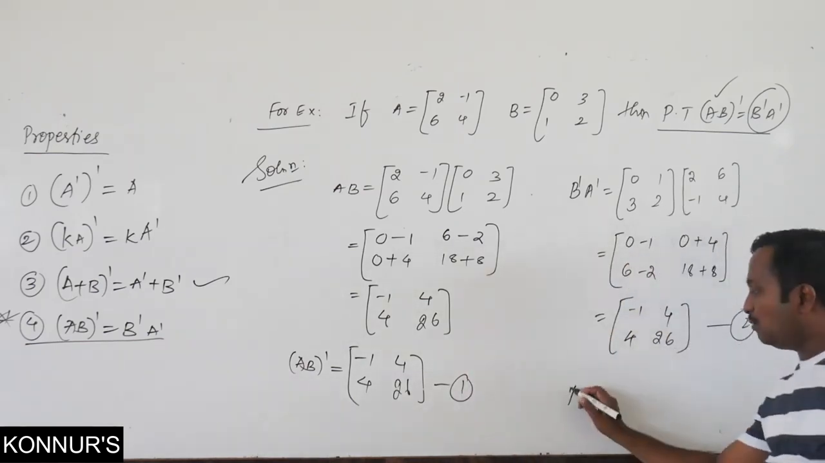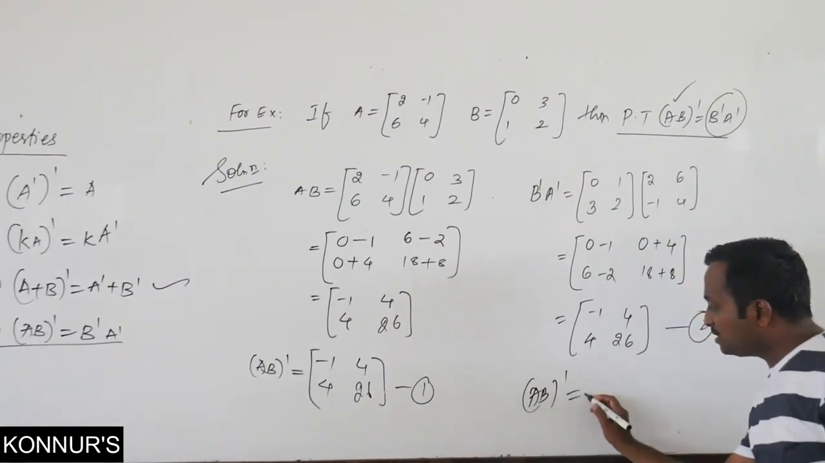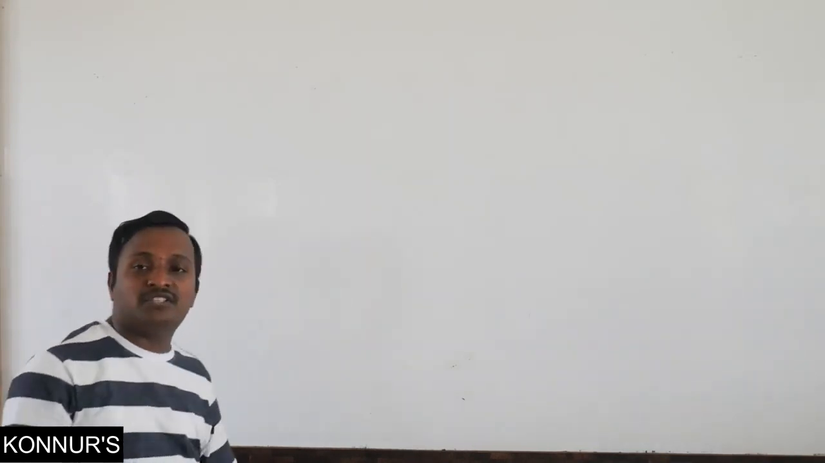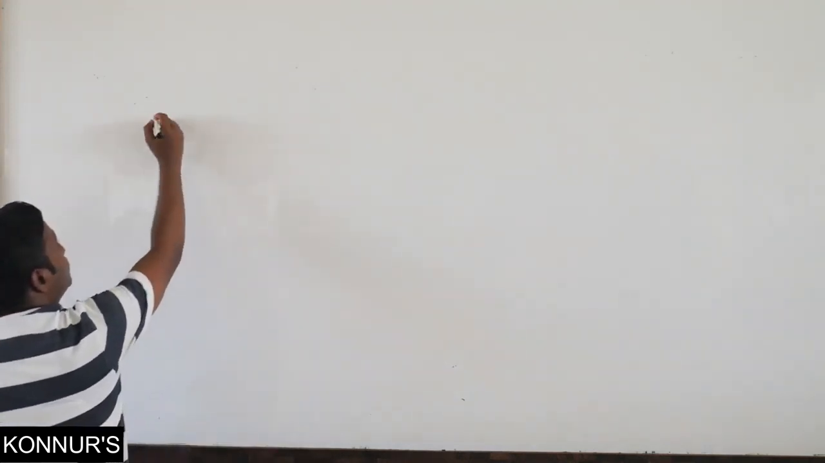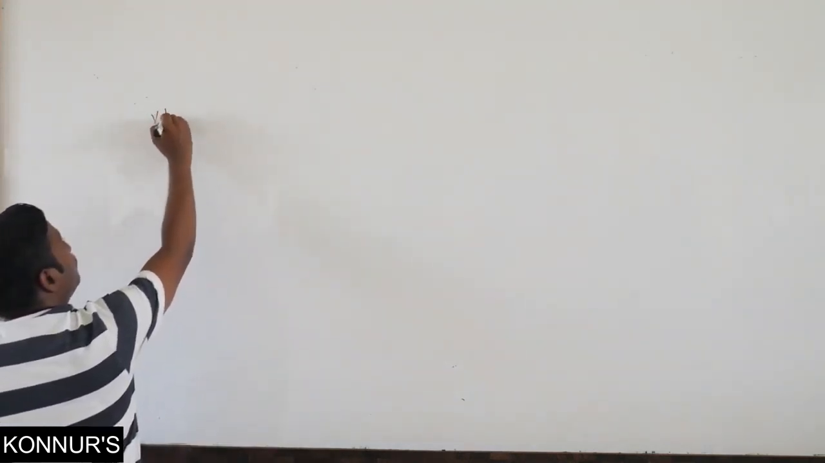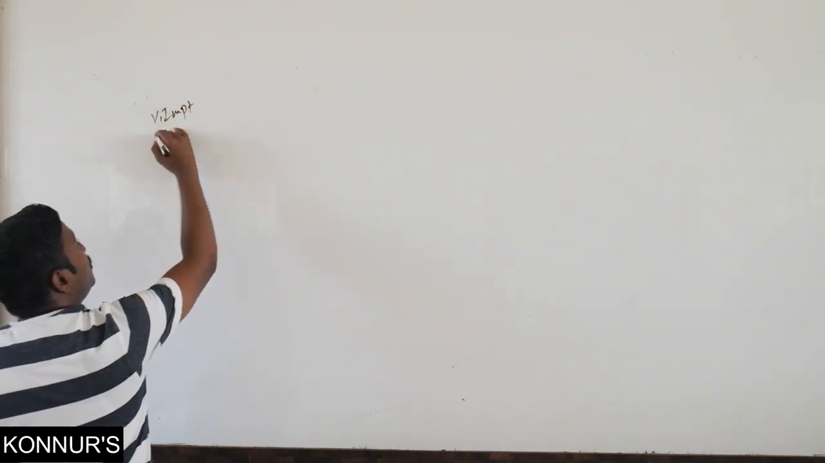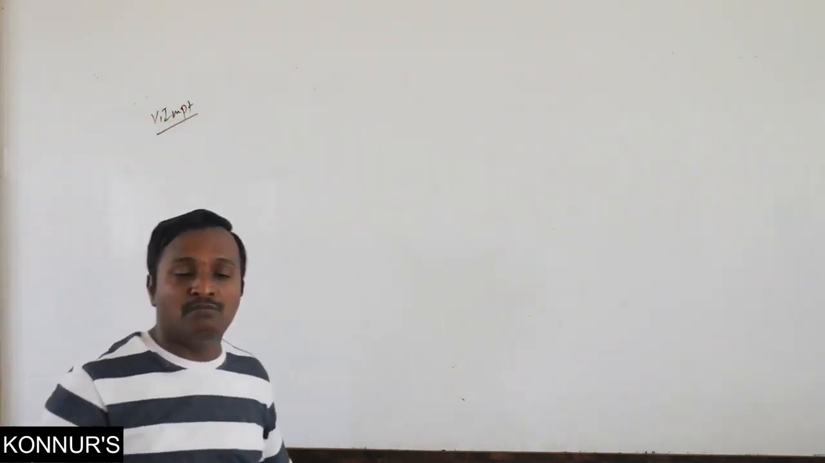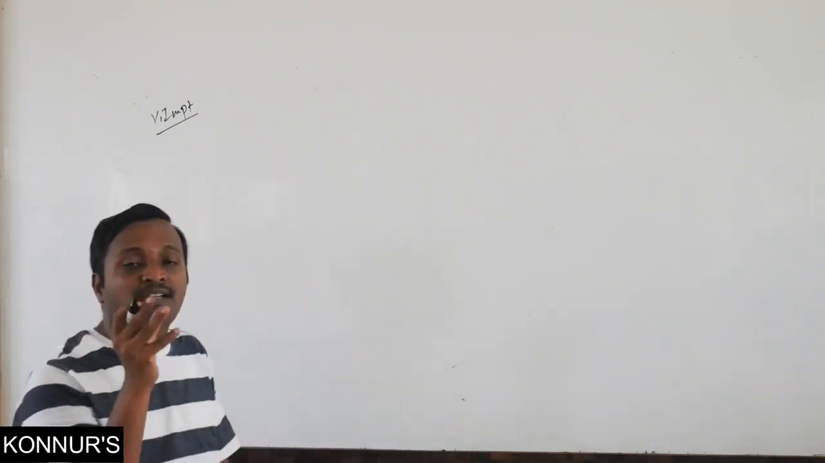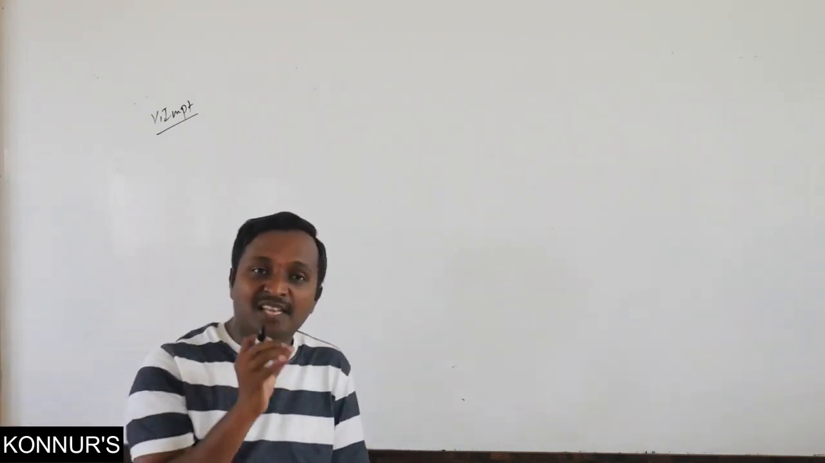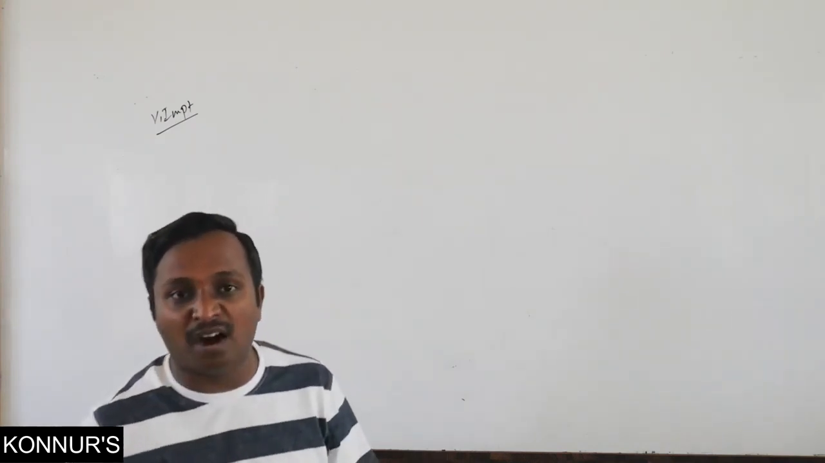Observe: AB whole dash is always equal to B dash A dash. Okay, now we will discuss the next question related to the transpose of a matrix. This is very important for the annual examination. For the annual examination, this 5 marks question is asked many times, and you will get this question very easily and you can solve it very fast also.